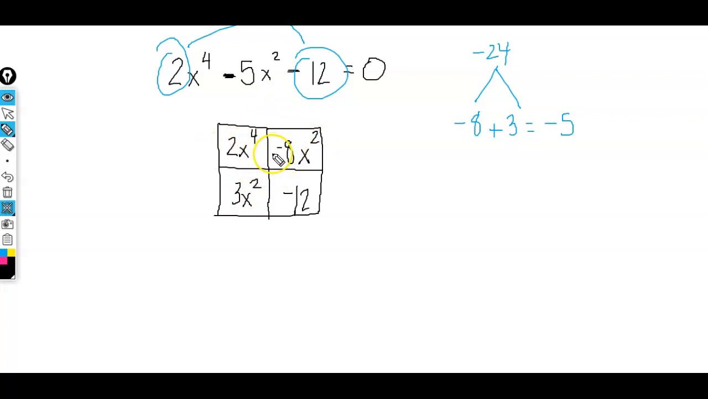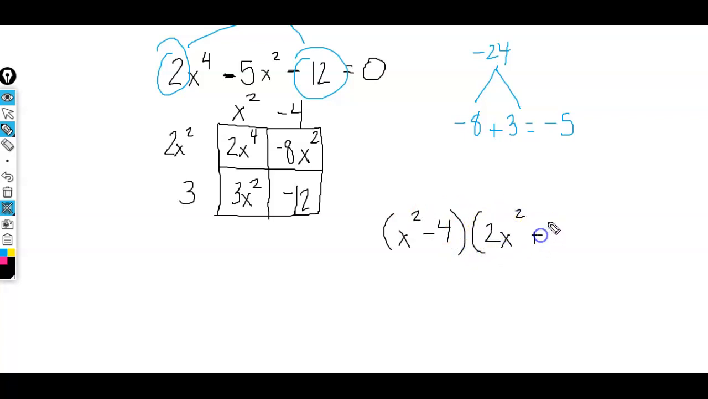So when we were looking here, what did these 2 have in common? They had a 2 and an x squared in common, and these 2 had a 3 in common. This column has an x squared in common, and here we have a -4 in common. And so that means that this is going to factor to be x squared minus 4 times 2x squared plus 3.